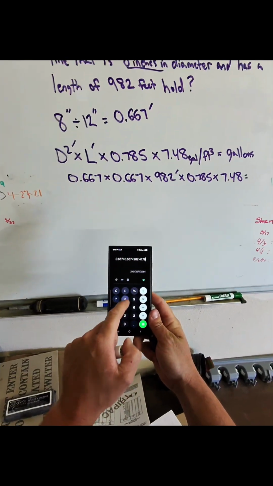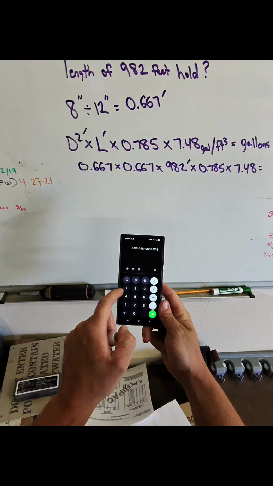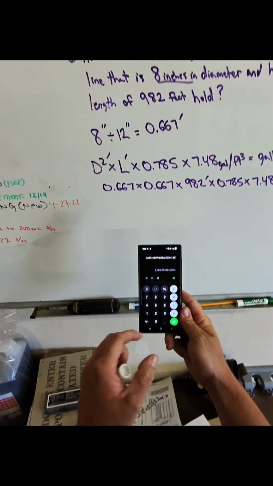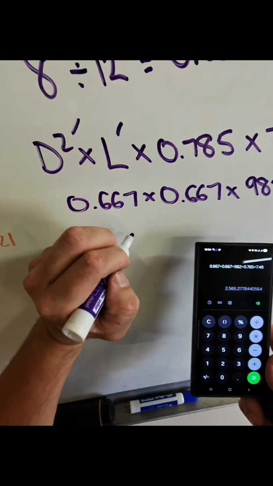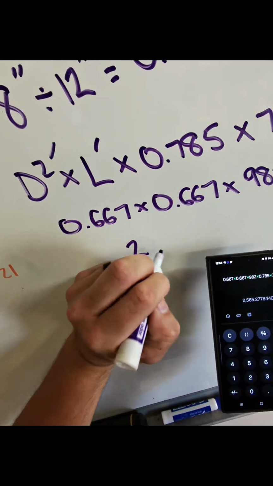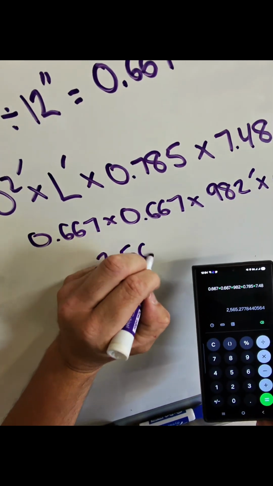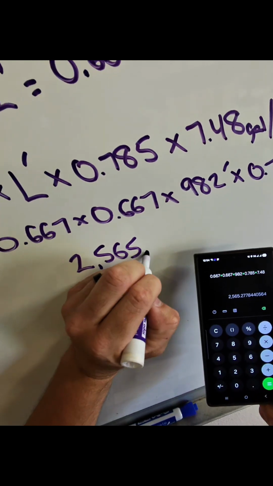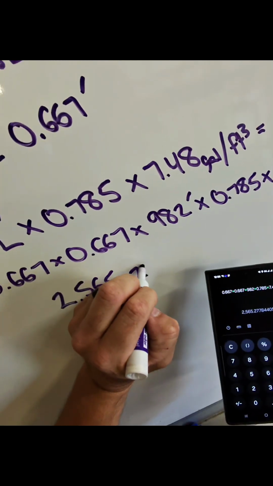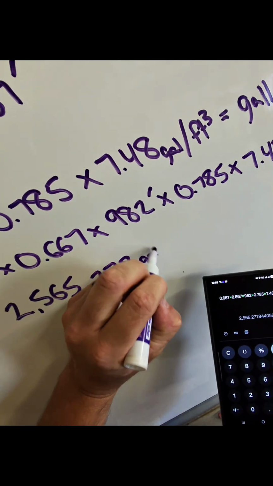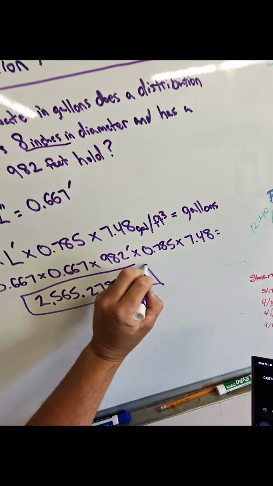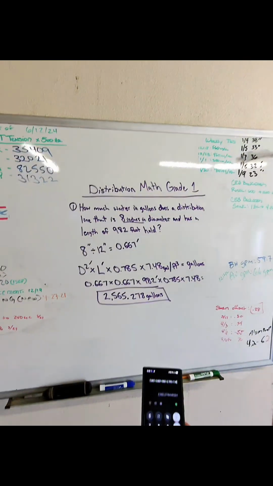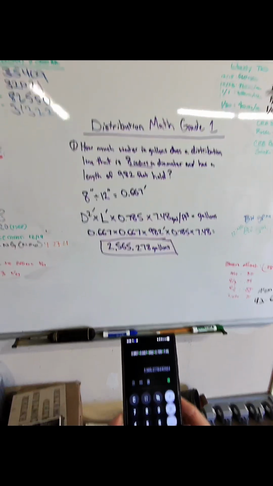Times 0.785 times 7.48. So that means in this pipe it holds 2,565.278 gallons. So that would be a question that you would see quite often on distribution 1 tests.